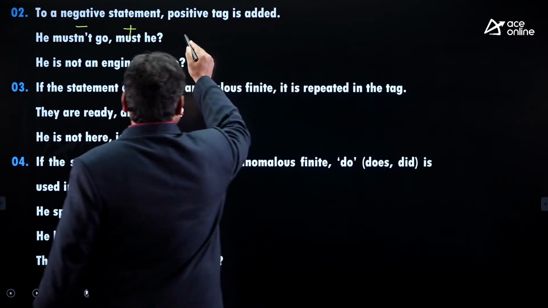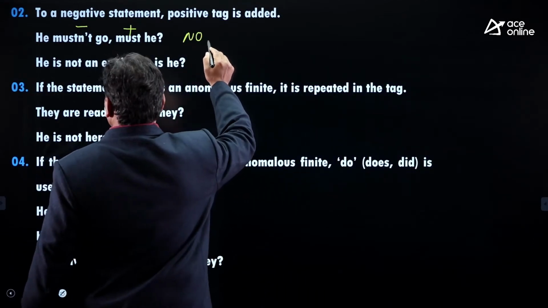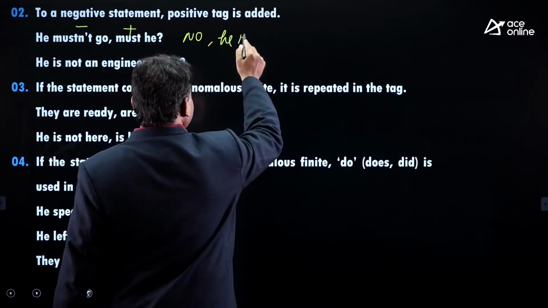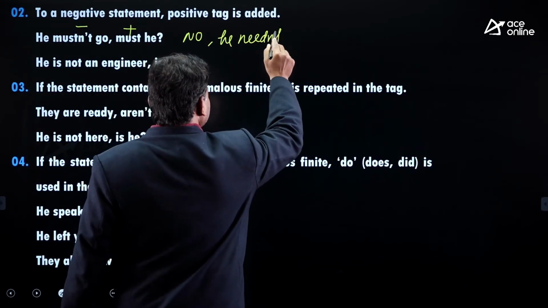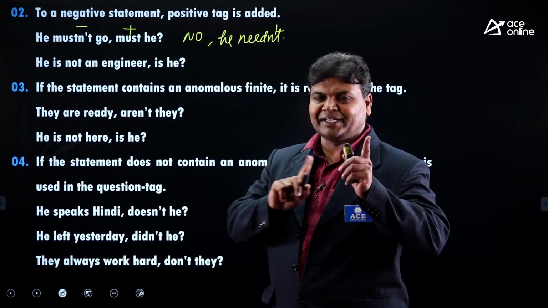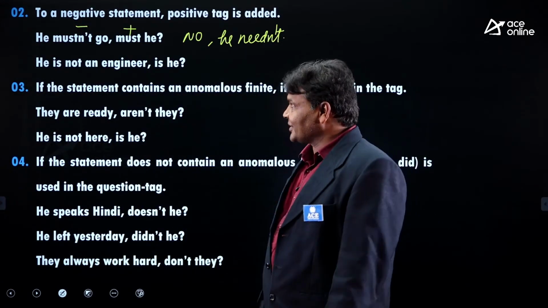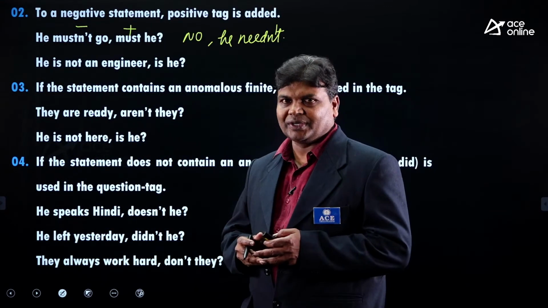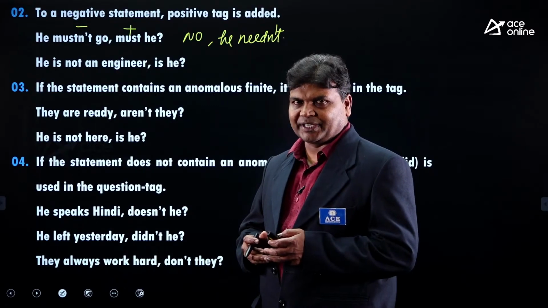No, he needn't. You will get the answer in this manner, with must and need a little shuffled, students. Yes, he mustn't go, must he? No, he needn't. No, he needn't.